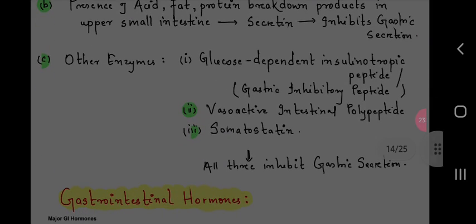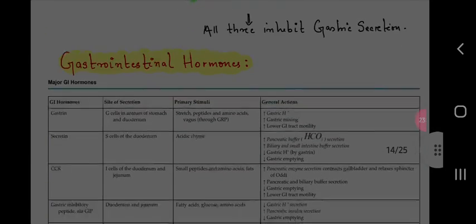Other factors: glucose-dependent insulinotropic peptide (gastric inhibitory peptide), vasoactive intestinal peptide, and somatostatin all inhibit gastric secretion. Somatostatin, VIP, and GIP inhibit gastric secretion.